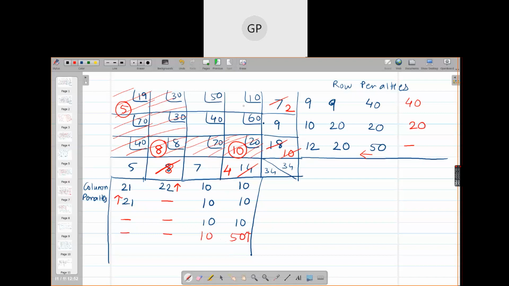And in this 10, how many units can you give? 2. You need 4, but only 2 units are there that you can give. 4 are required, so this is gone. And 2 more units are required here. So do you need to calculate penalties for the next step?